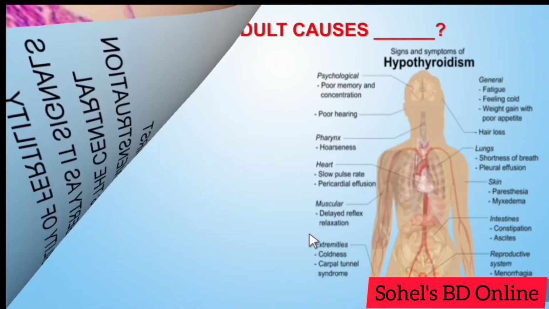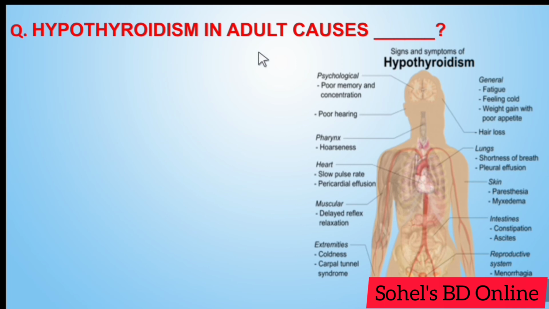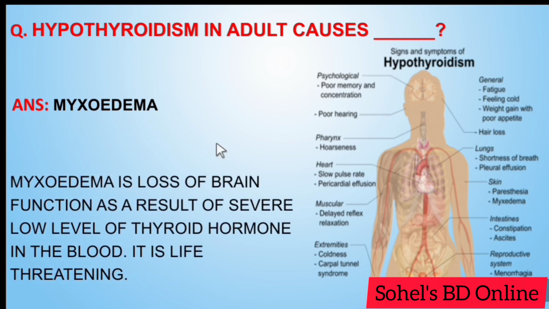Next, hypothyroidism in adults causes? Answer: myxoedema. Myxoedema is loss of brain function as a result of severely low levels of thyroid hormones in the blood. It is life threatening.